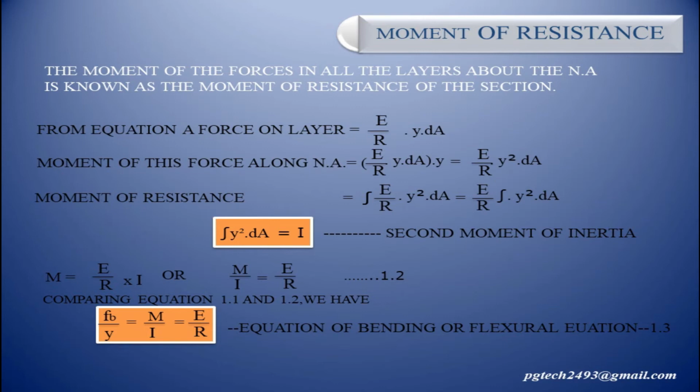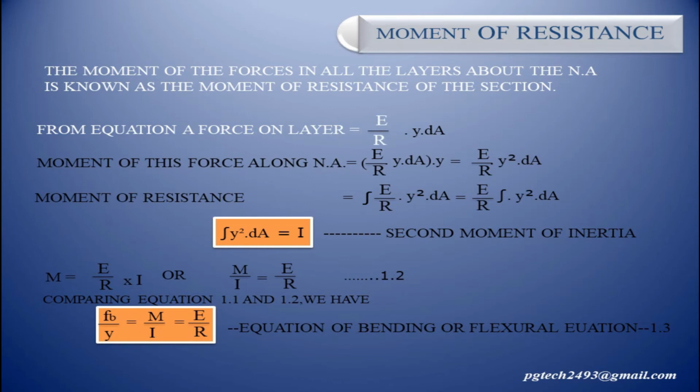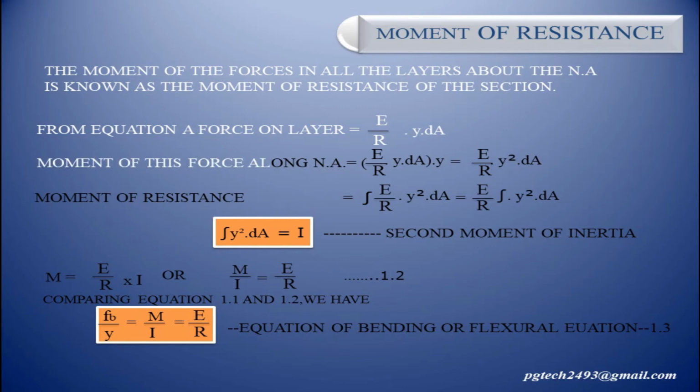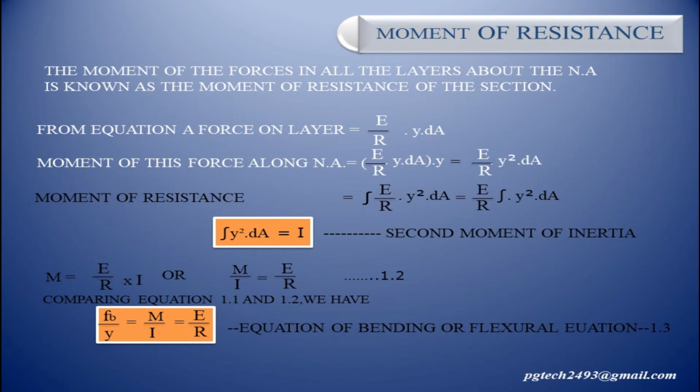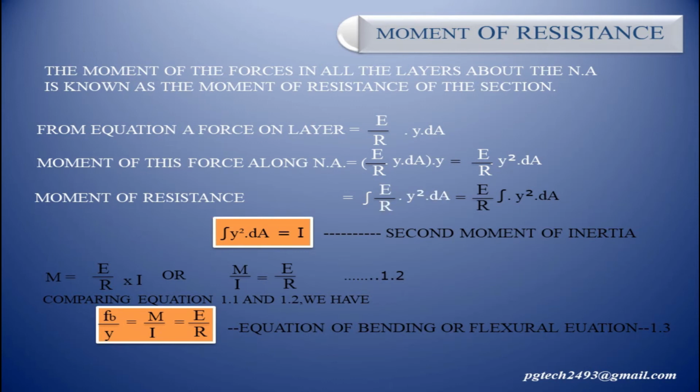So let us derive the equation of bending or flexure equation. From the equation A, force on the layer equals E by R y dA. Moment of this force about the neutral axis equals E by R y dA into y, equals E by R y square dA. Total moment of the force in different layers equals moment of resistance. So for that we have to integrate the above equation E by R y square dA.